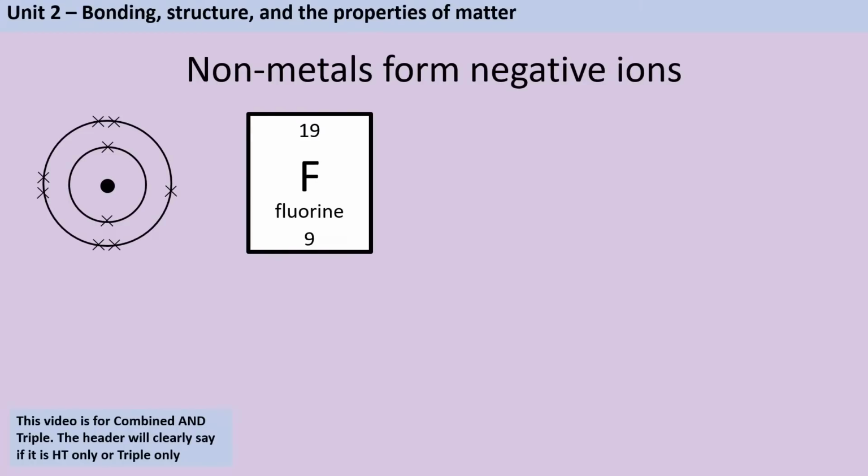So here we've got fluorine. We know it's in group 7, so that means that it has 7 electrons in its outer shell. And we know that in total it's got 9 electrons and it's also got 9 protons. So at the moment it's balanced. But because it's in group 7, it needs to gain an electron. So here's an extra electron.